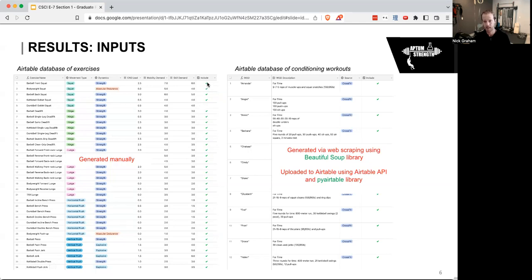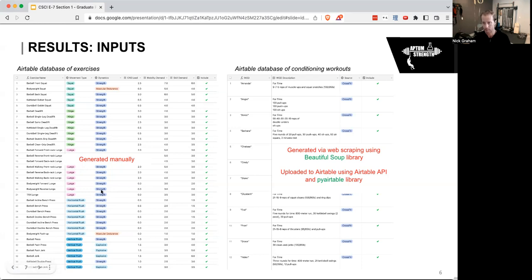Then you can see I also had this option to include or not. And as part of my code, if this box was unchecked, then this exercise would not be included in the workouts that were generated. So it's an easy manual way to narrow the types of exercises that would be included in your workout plan.